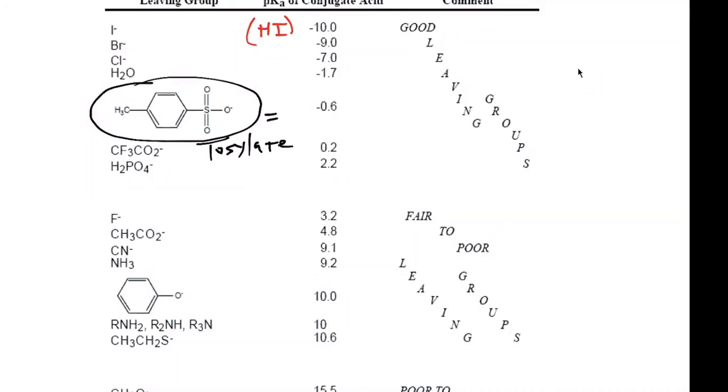Right, that's what you see abbreviated as TOS or TS. It's toluene sulfonate. The toluene part is the ring back here, and the sulfonate part is obviously the sulfur part. So that's why we call it a tosylate. You can see the pKa of the conjugate acid is negative 0.6, and for chlorine, it's negative 7. So which one do you think is going to be faster? One with the tosylate leaving group or the chlorine leaving group?